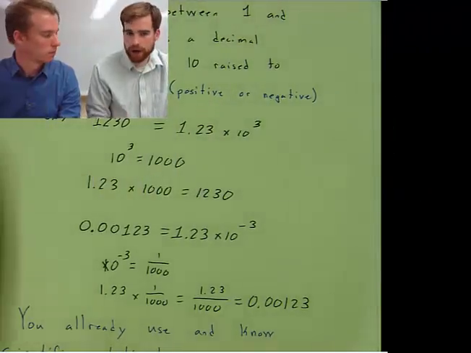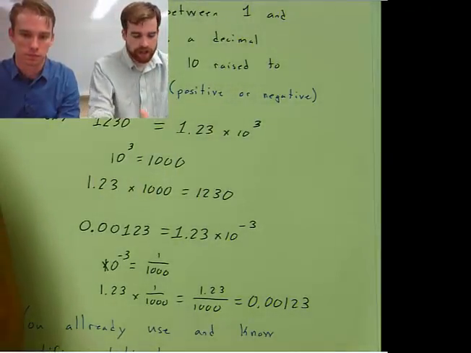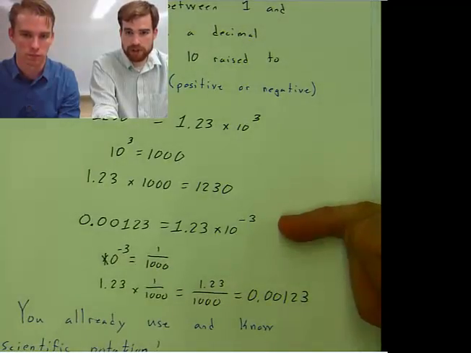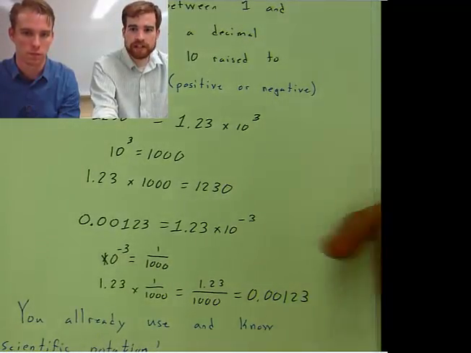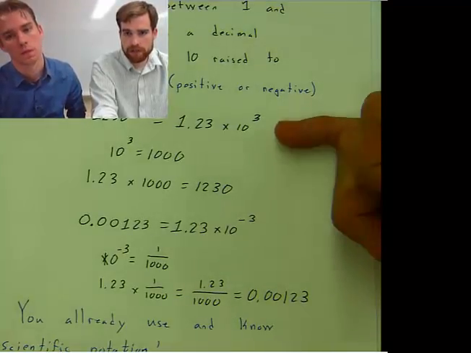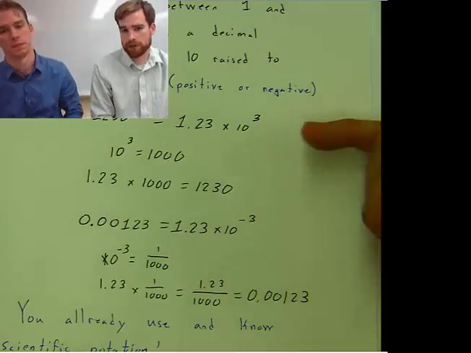The way that I always remember it is if you have a scientific notation with a negative exponent, the number should be small. It should be less than 1. If you have a scientific notation with a positive exponent, the number should be larger than 1.